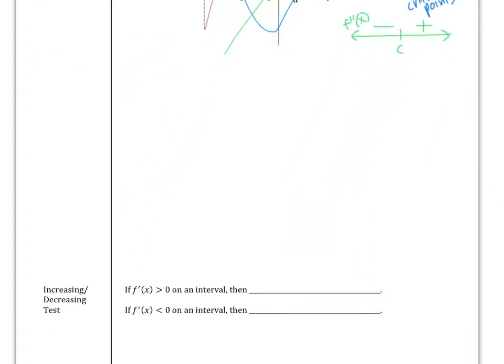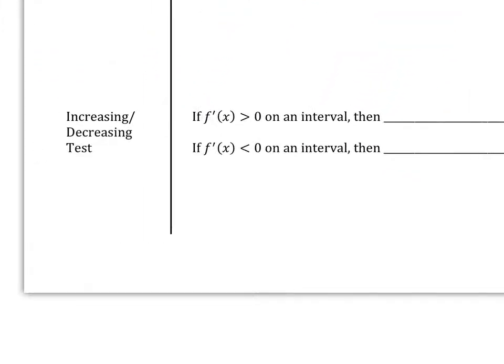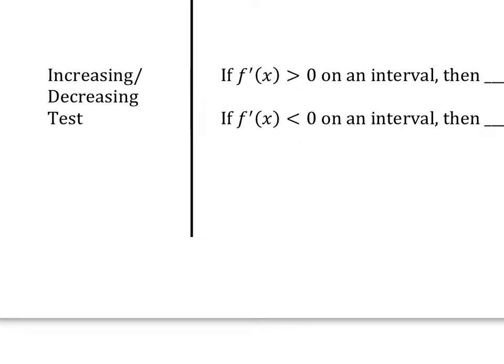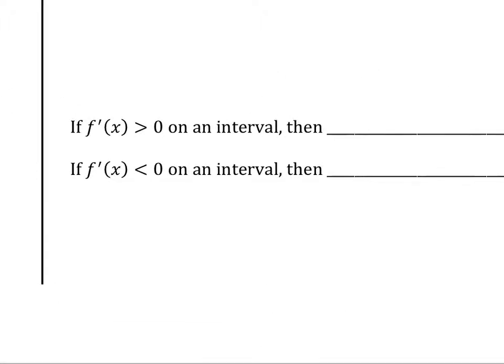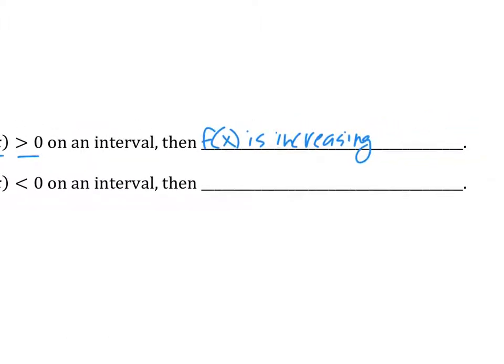Okay, first thing, we have this increasing, decreasing test. When we're talking about increasing, decreasing, and later with other stuff, we're always talking about f. We're trying to analyze f by looking at f prime, f double prime. But all of these increasing, decreasing, we are talking about the first graph, the f of x. Okay, so if f prime is greater than 0, then f of x is increasing on that interval.